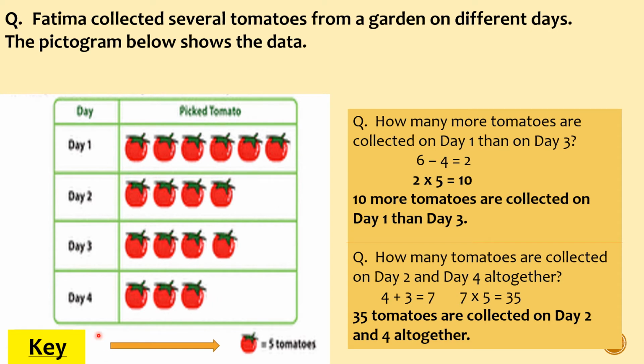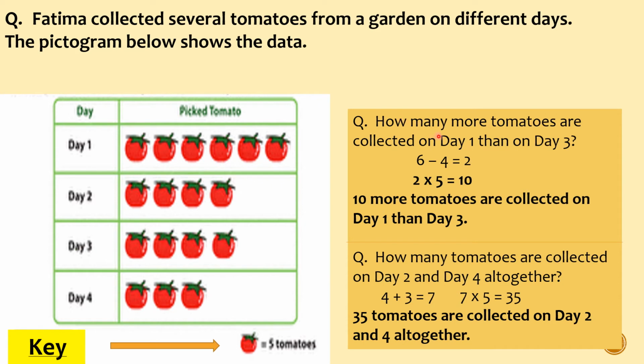So the key is really very important. Though the pictures are single, if you do not look at the key, your entire answer would be wrong. Everything would be wrong. The key is really very important in a pictogram. Whatever information the key gives you, you need to consider as well. So one picture of the tomatoes represents 5 tomatoes, which means one picture is actually 5. So you can always count considering that.